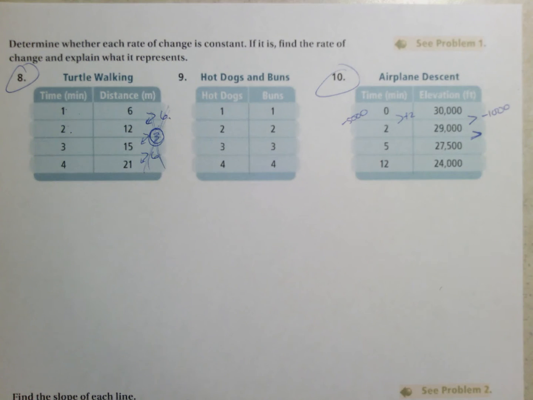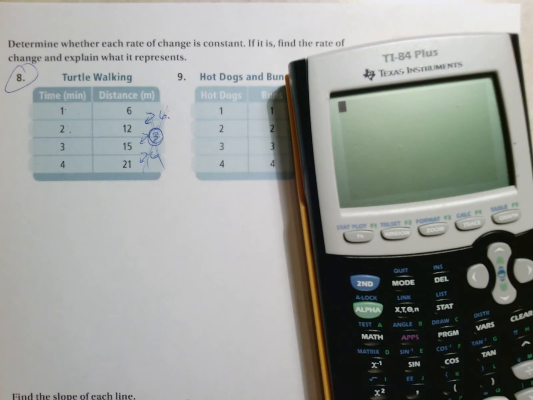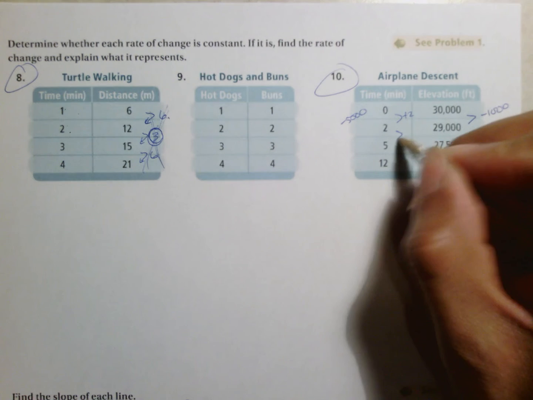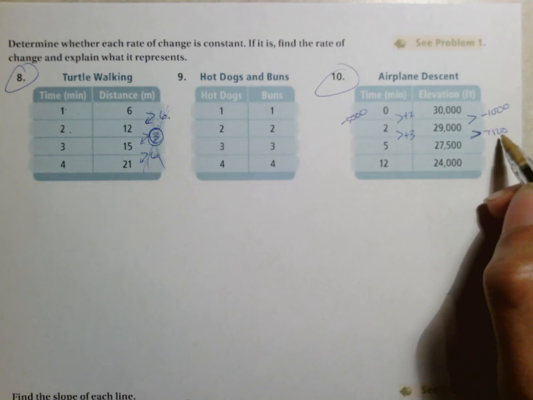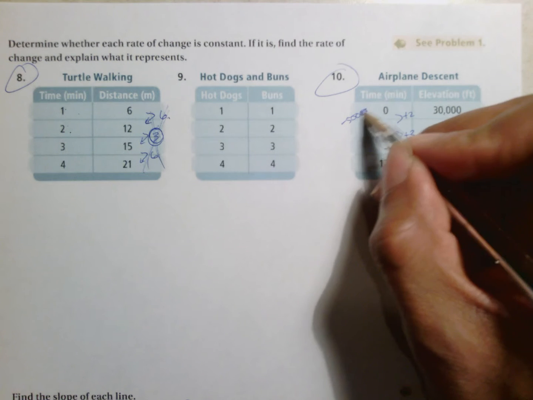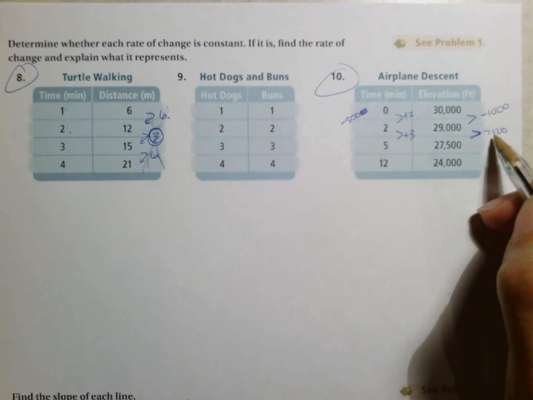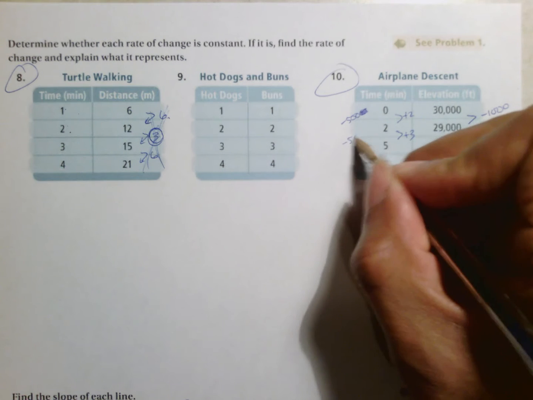Here, I don't know what 27,500 minus 29,000 is, so I am going to use this to save myself, and I get negative 1,500. But this is going up 3. Sorry, that's not 5,000, it's 500. But negative 1,500 divided by 3 is negative 15 divided by 3, which is again negative 500.